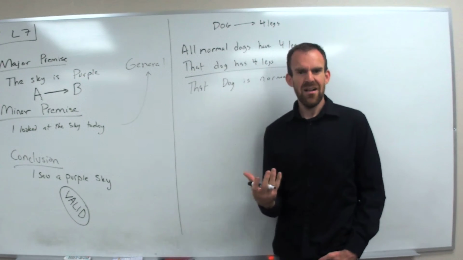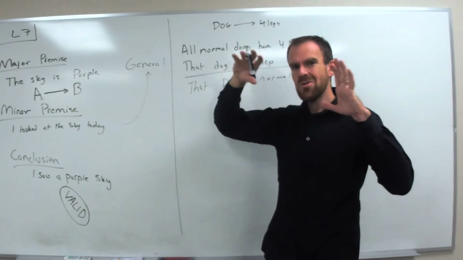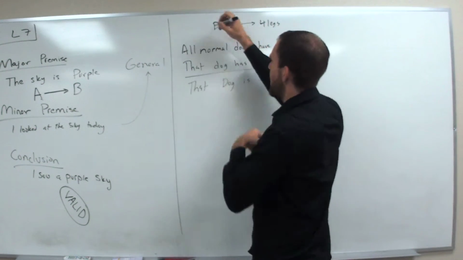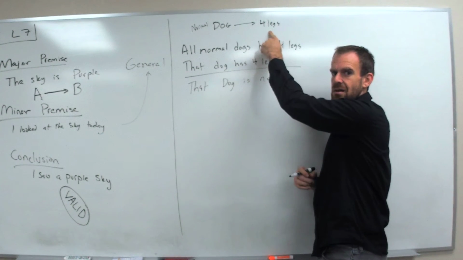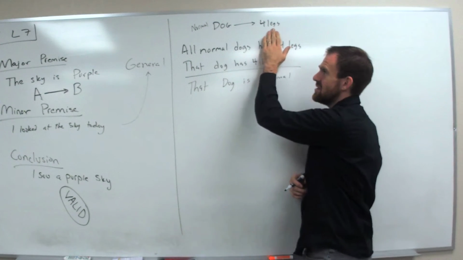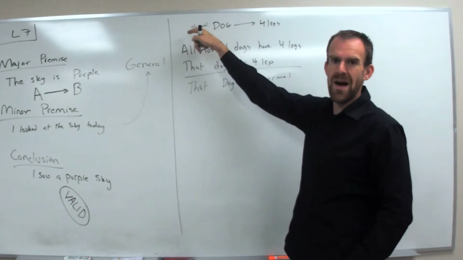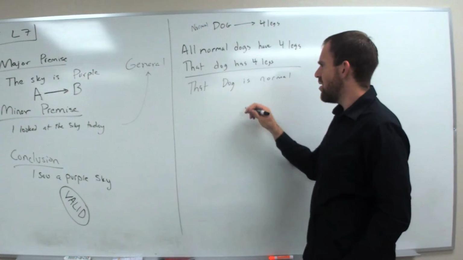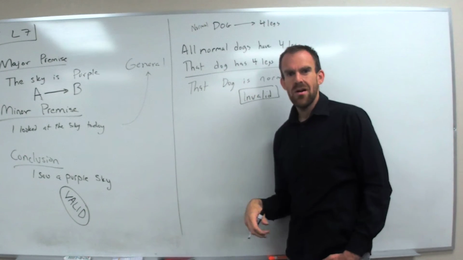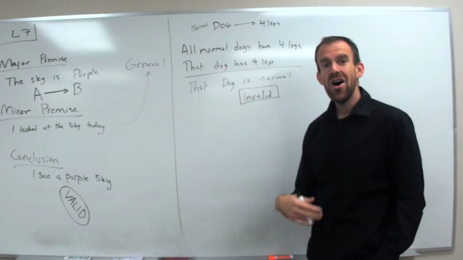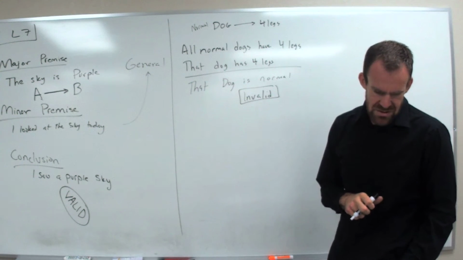This is invalid. Why? Because my major premise, the general rule I'm working off of, says that if I have a normal dog, then it has 4 legs. But just because a dog has 4 legs does not mean it's a normal dog. The rule doesn't go backwards. Okay? And so this is invalid. I'm sure there are plenty of dogs with 4 legs that have other things that are abnormal about them. Okay? Let's look at another one.